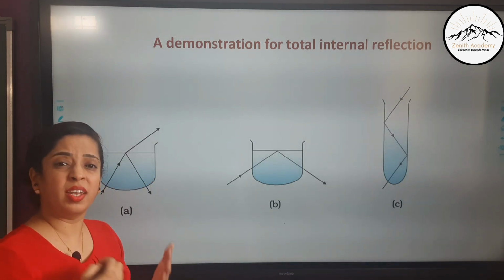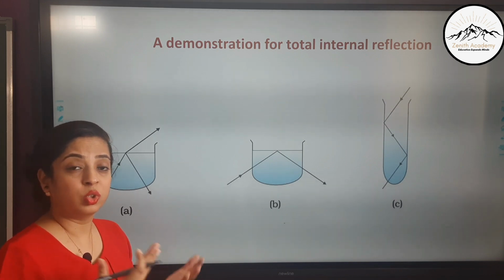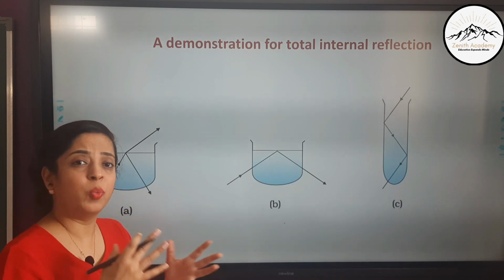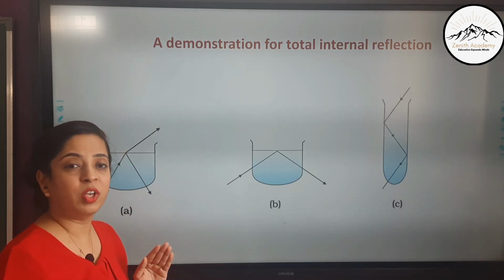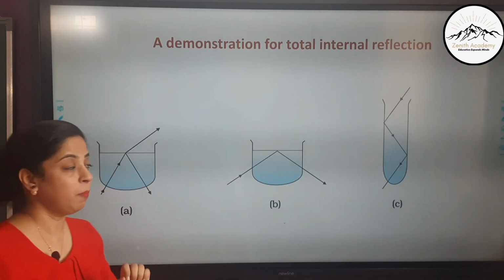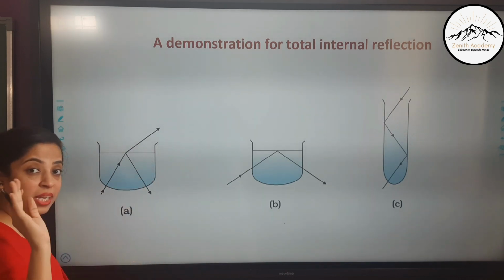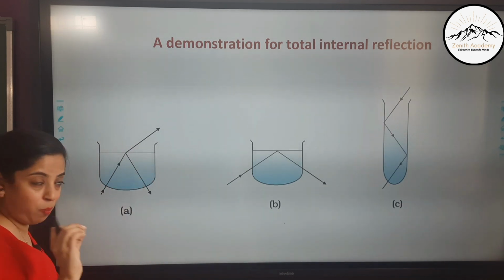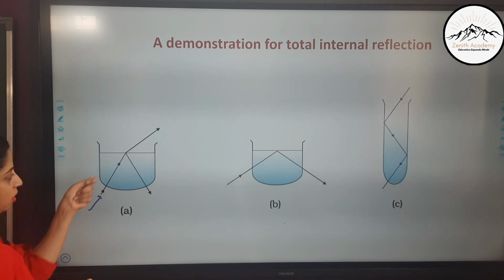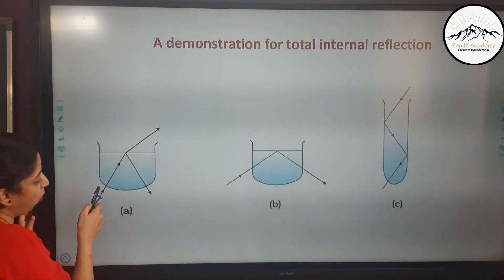Now if you want to do any experiment on ray optics, you have to take a colloidal solution. So the water has to be mixed with some amount of soap to make it turbid, so that when you pass any laser light through it, the path of the beam is visible. Okay. So you take a glass beaker, fill it with water, make it turbid by adding some soap to it, and then you can direct your torch, your laser beam from the bottom.